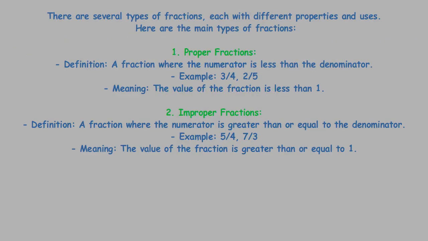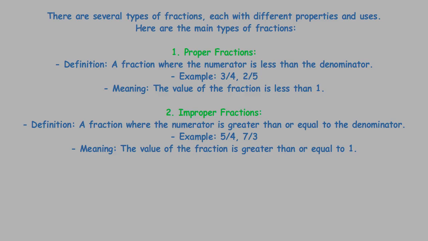There are several types of fractions, each with different properties and uses. Here are the main types of fractions. First, proper fractions. Definition: a fraction where the numerator is less than the denominator. Example: 3/4, 2/5. Meaning, the value of the fraction is less than 1.